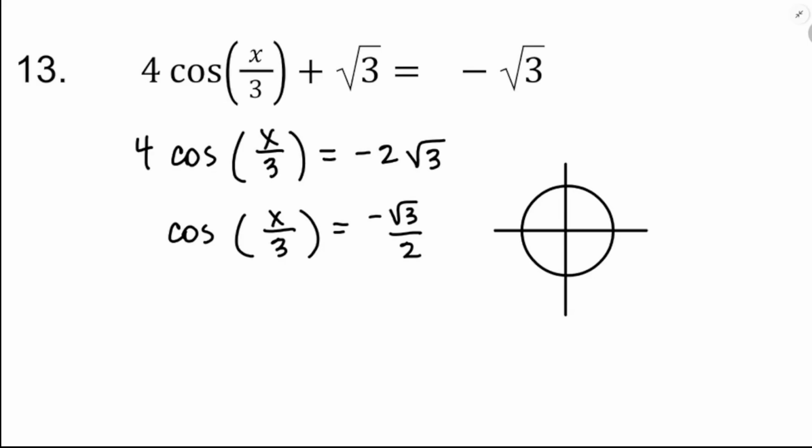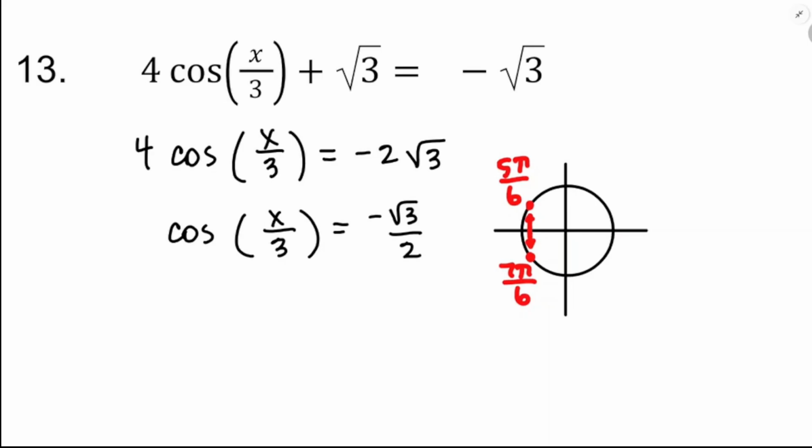I'm going to go over here to the circle itself and try to figure out where that's happening. So negative root 3 over 2, that's pretty far over, almost all the way over, right? So I'm going to look for points on the unit circle that correspond to that x level, because that's what cosine is, the horizontal displacement from the y-axis. That's going to be 5 pi over 6 and 7 pi over 6. So these are the angles that are going to give me negative root 3 over 2.